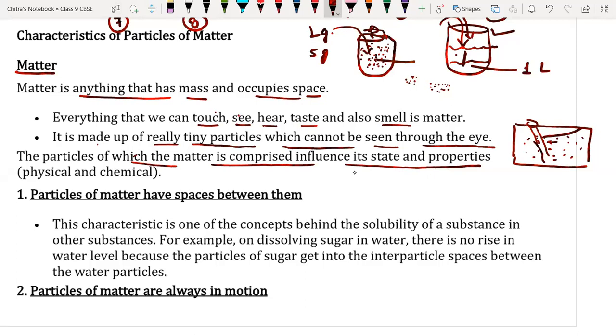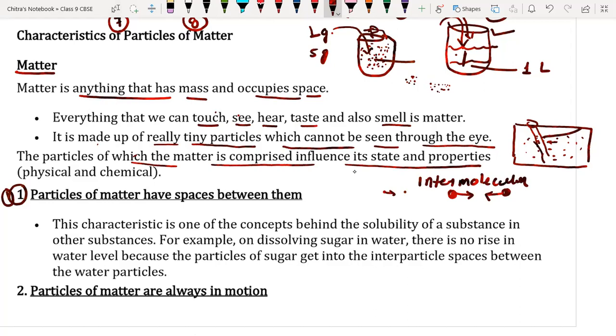Okay, so particles of matter have space between them. First, whatever matter we have, their particles are closely arranged with each other. Suppose here we have one molecule, and here we have another molecule. These particles have an intermolecular force of attraction between them. Which force? Positive and negative attraction may be different, beta. It is only in ionic compounds.